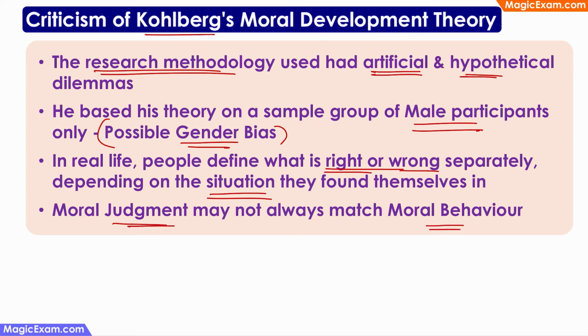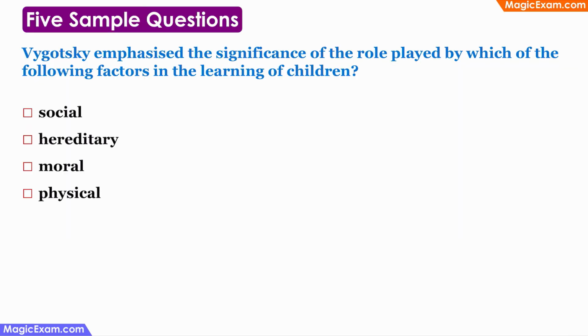That is, when you are giving artificial and hypothetical dilemmas or situations to people, what will you do if you are in this kind of a situation? Then I might have a judgment that this is the right thing, that is the wrong thing. However, will I actually behave in the same way? That is the question. Therefore, these are all the aspects due to which Kohlberg's theory of moral development has been criticized. Now, let us solve some questions from previous question papers.